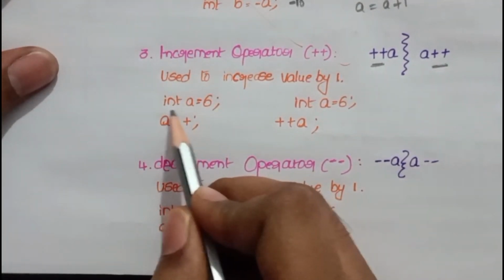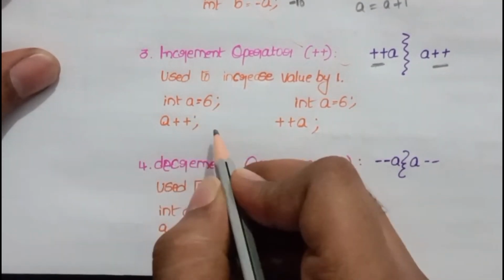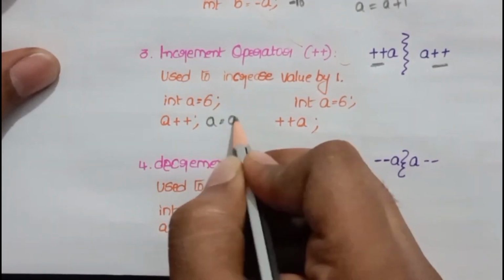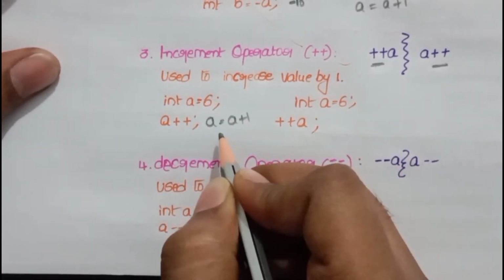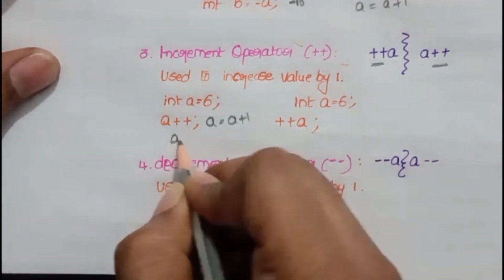Here we are writing int a equals to 6, a plus plus. A plus plus means it increases value of a by 1. It is as simple as a equals to a plus 1. So we are incrementing value of a by 1. Ultimately a becomes 7.